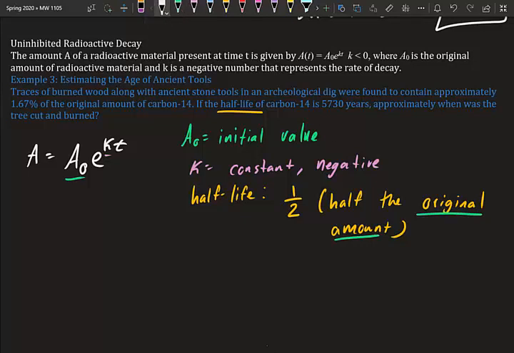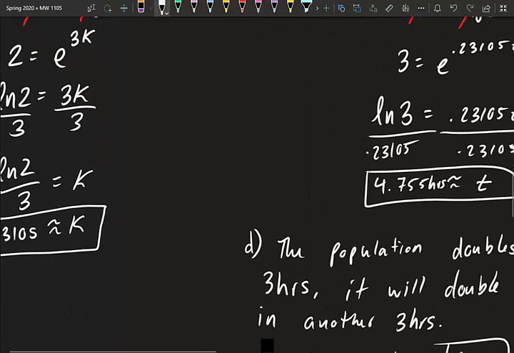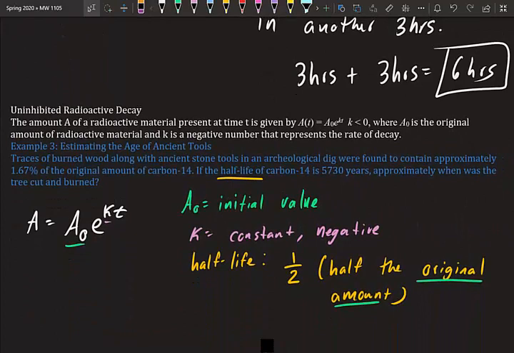Alright, so we're not doing multiple steps here. It's just asking us to find the approximate time when the tree was cut and burned. So we have to do all the steps. We have to find k, then plug in stuff and solve. We actually have to do all the steps that we've already been doing, but in one problem now.